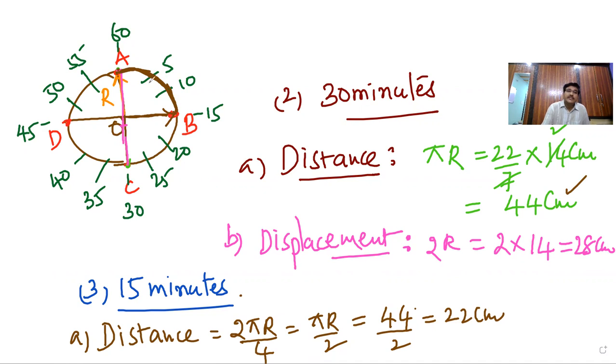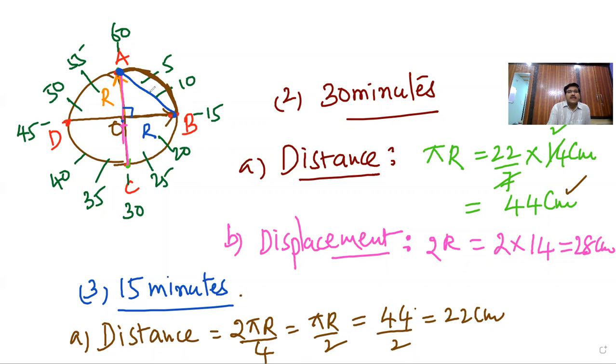displacement. What is displacement? Shortest distance between A and B. This is A and B. So A is the initial point, B is the final point. Now observe, AOB is a right angle triangle. AO is R, the radius, and OB is also R.